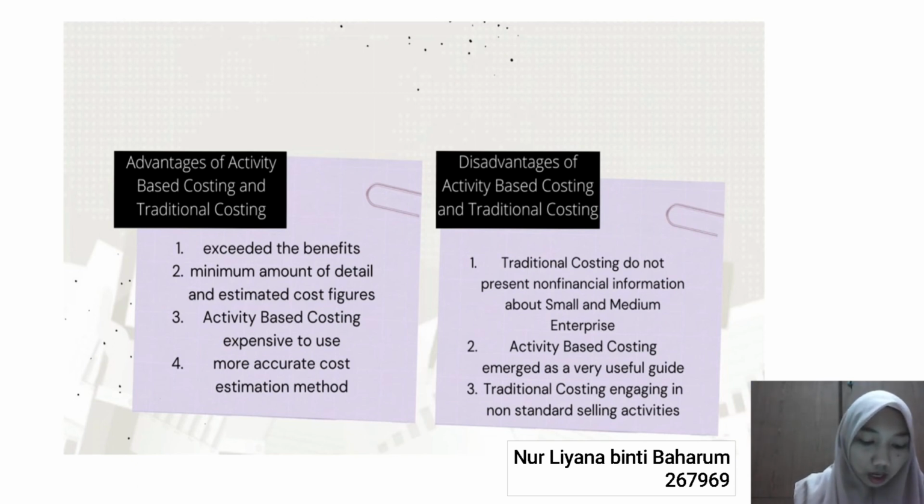Activity-based costing had emerged as a very useful guide to management action that translated directly into higher profit. A problem of the traditional costing method is that the cost of a sales representative taking part in non-standard selling activities is frequently excluded. The potential power of activity-based costing data in pricing.